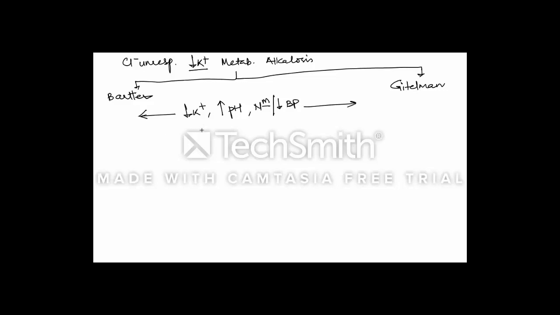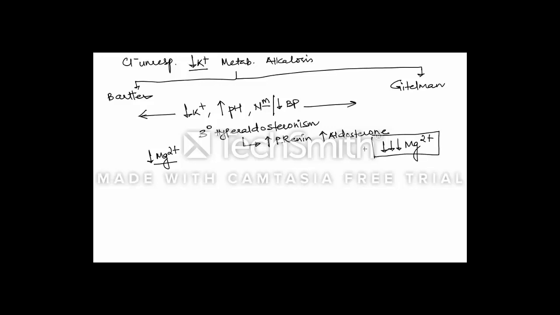Both these patients have secondary hyperaldosteronism, which is due to the sodium loss in urine, and this manifests as an increase in plasma renin and aldosterone levels. Both these patients also have low levels of magnesium in their serum. Magnesium levels, however, are markedly low in Gitelman, which is an important differentiating point between Bartter's and Gitelman's.